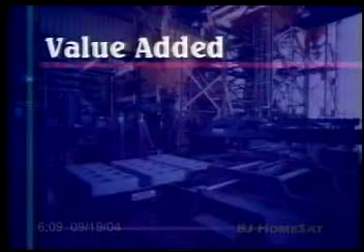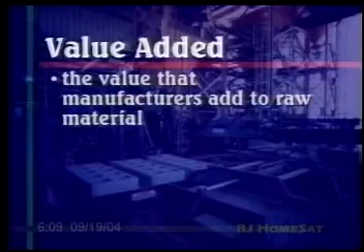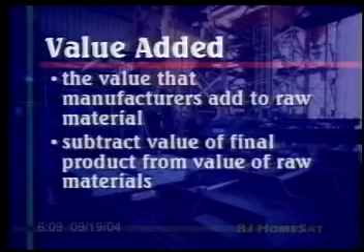And it's pretty simple, value added. It's nice of them to think of something easy enough for me to remember. And this is the value that manufacturers add to raw materials. All you do is subtract value of the raw materials from value of the final product. So if somebody pays $5 for the raw materials, they sell the object, whatever it is, their final product for $25, they've added $20 of value to the raw materials.